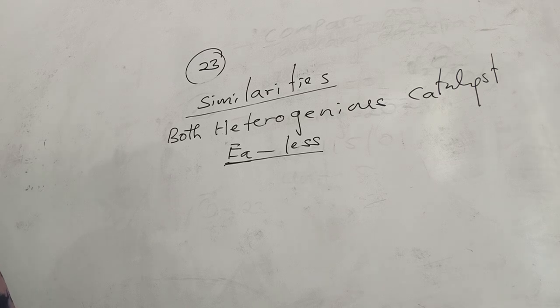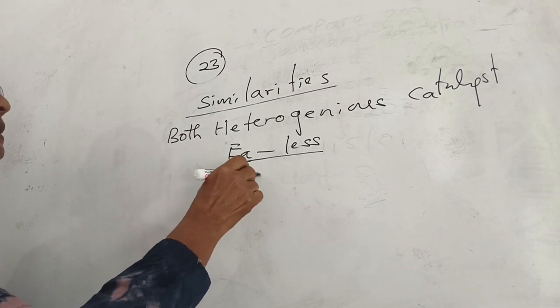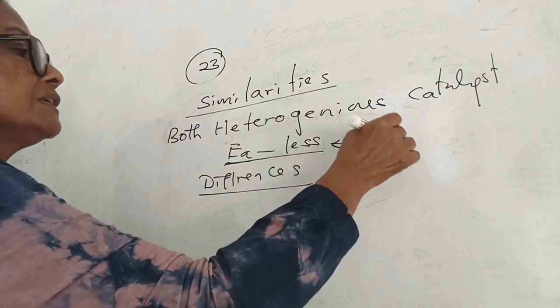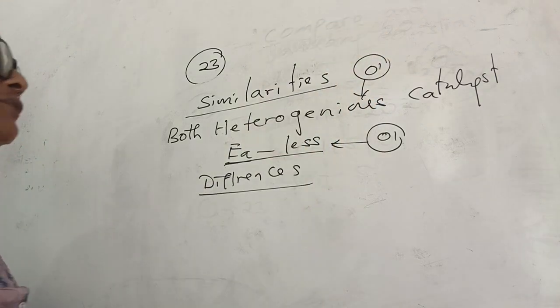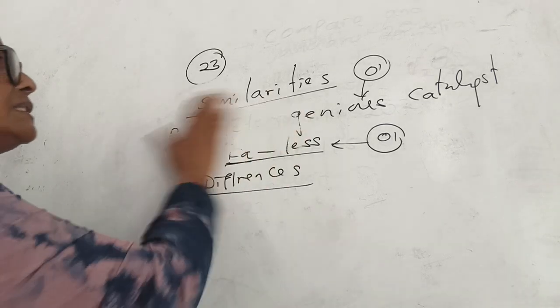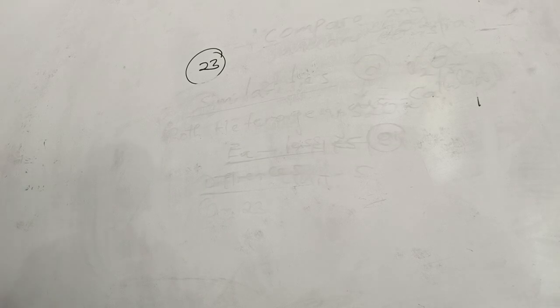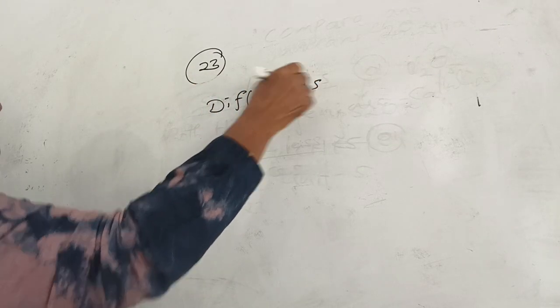So with all these similarities, you can now speak about differences. Basically, the activation energy decreases and both of them are heterogeneous catalysts. You can write down 2 points out of all these 6 points. Now we'll see the differences. To speak about the differences, you can write down the word differences.